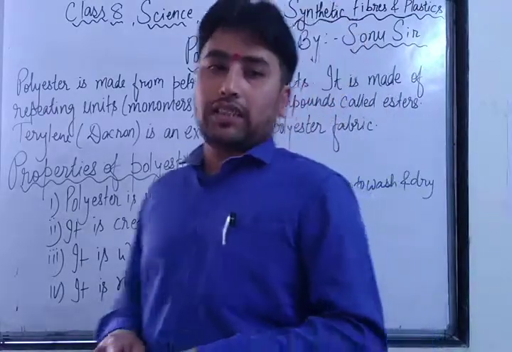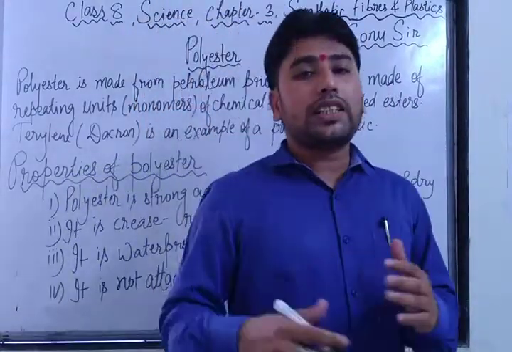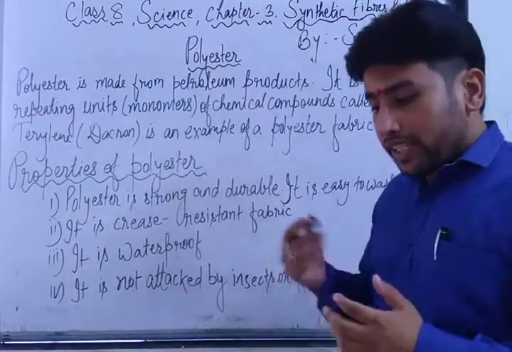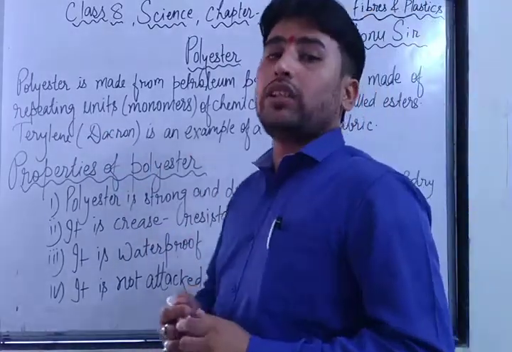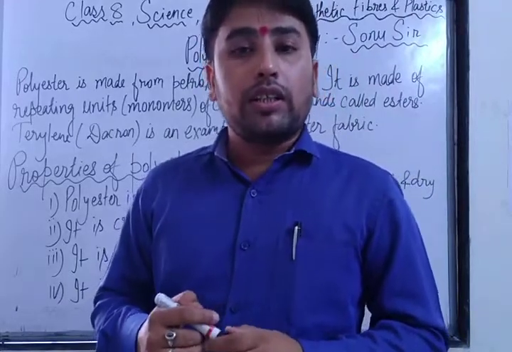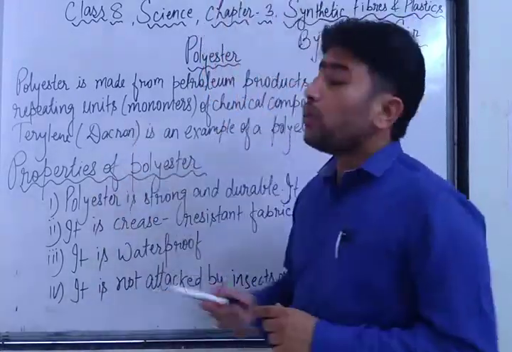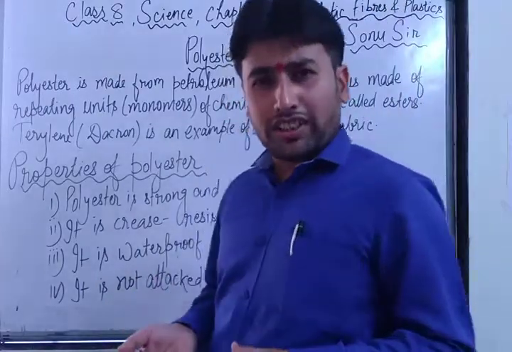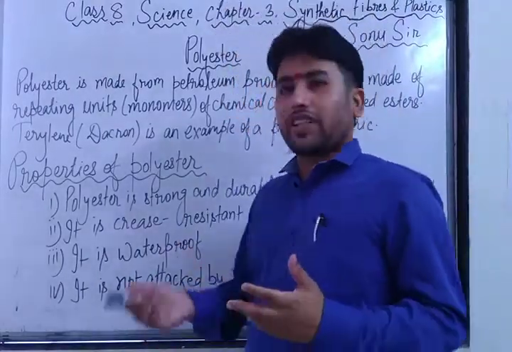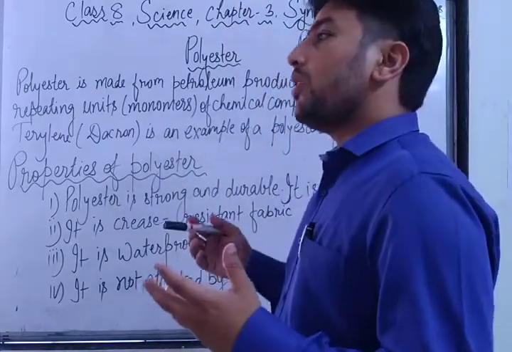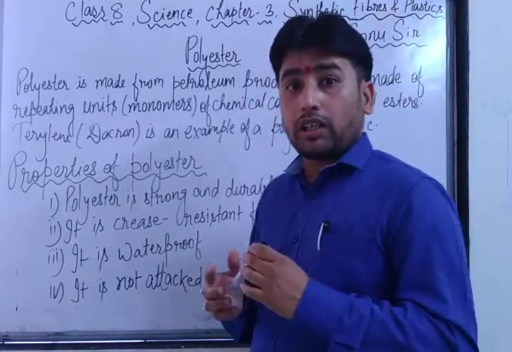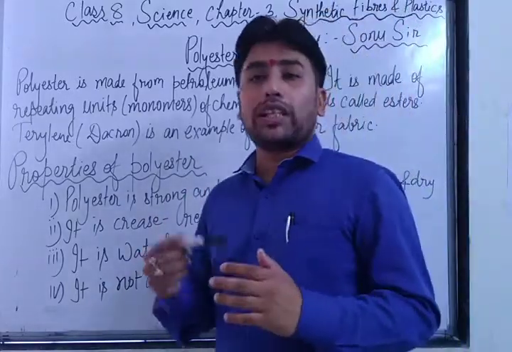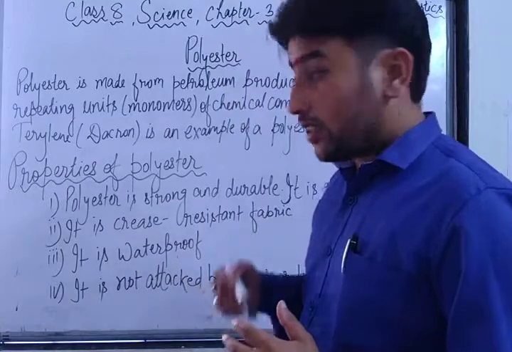When the repeating units of esters are linked with each other, that compound is called polyester. You may have seen that this cloth is polyester, it's water resistant. You may have heard about many properties of polyester, but first of all you should know how polyester is made, how polyester is prepared.